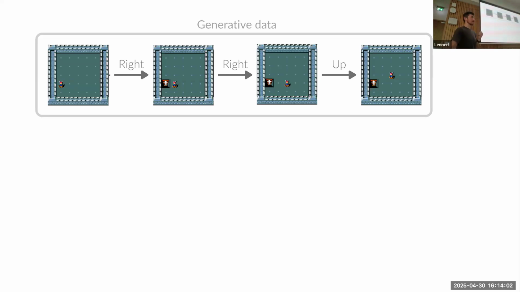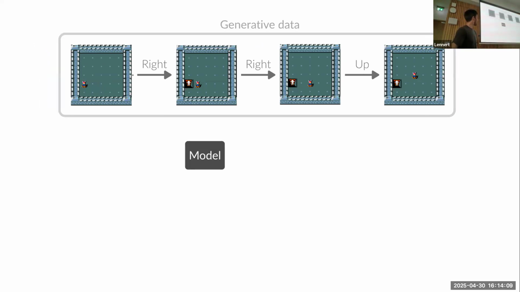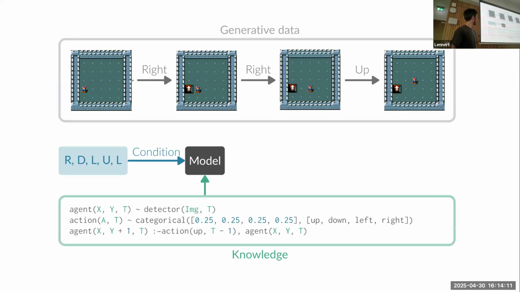So we'll go back to the data set from the beginning. Exact same case, sequence of images. You want to generate those images in your model. So you have a model, condition. Now you can also, at least if possible, add the knowledge you have. And again, I want to emphasize that the knowledge is super simple. It's just a couple of these rules saying if you take the action up in the previous time step, your agent location will just increment with one in the y direction. Same for all the other actions.